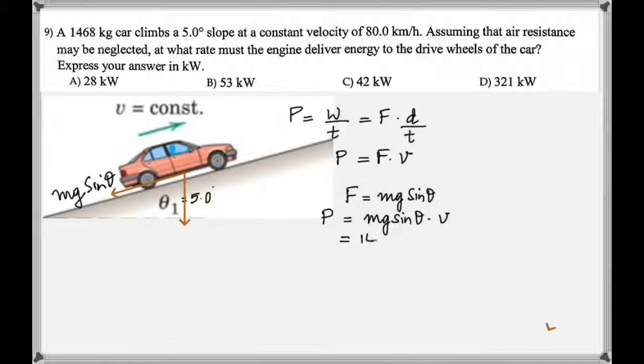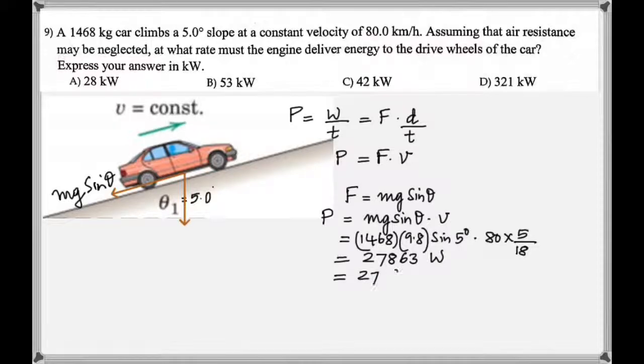and you get mg sine theta times velocity, which gives you mass times g times sine of 5 degrees times the velocity. You have to change it into meter per second. That's a quick way of changing it: multiply by 5, divide by 18. So you get the answer as 27,863 watts, which is 27.8 kilowatts. And considering significant figures, it's 28 kilowatts. And that's how you do this question.